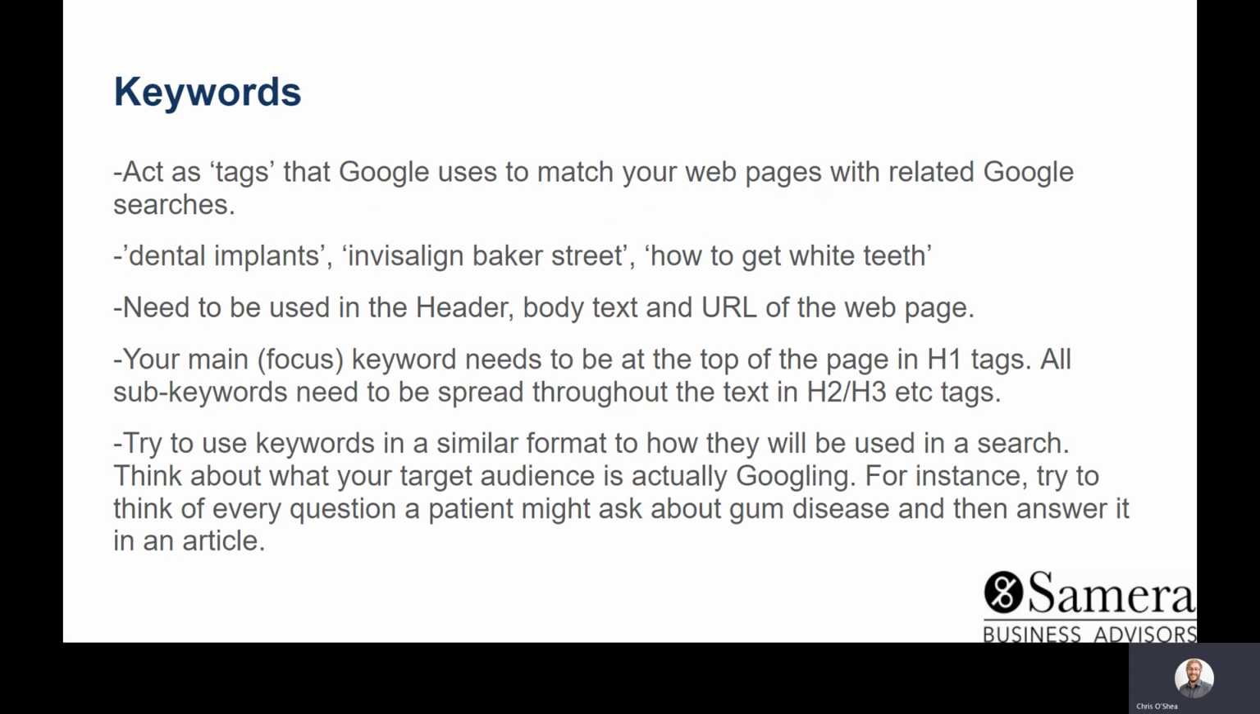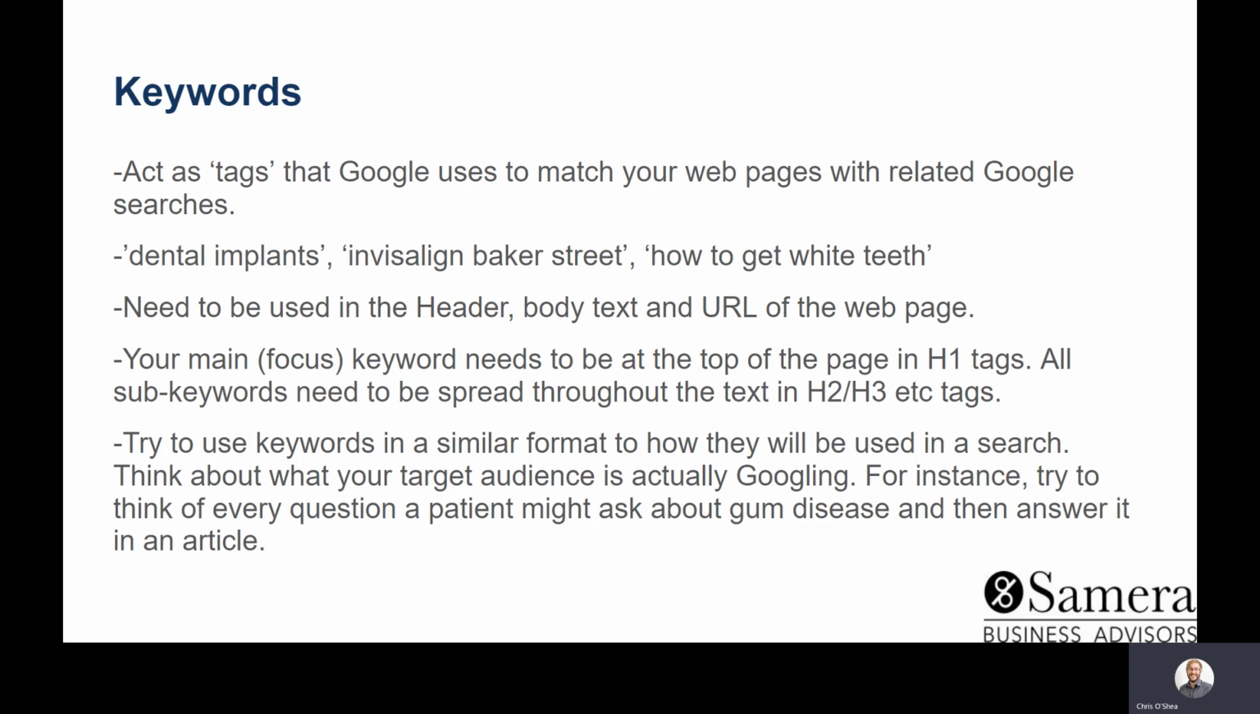Right, keywords, this is what we talked about earlier. Keywords are the tags that Google use to put your website against the relevant search terms. So again, dental implants, Invisalign, bakery, how to get white teeth, these are all keywords or key phrases. So if someone Googles one of those things, the better your SEO, the more likely your website is to get matched with it. So again, the keyword needs to be in the header, needs to be in the body text and the URL of the web page.